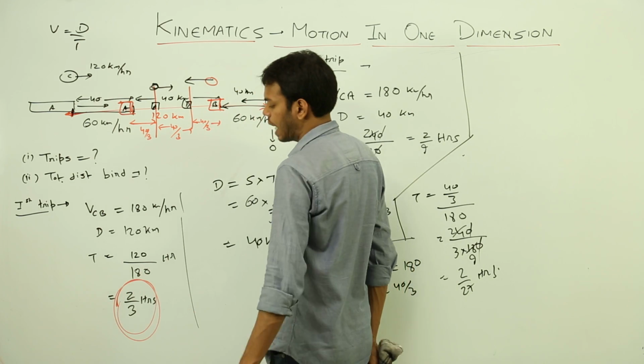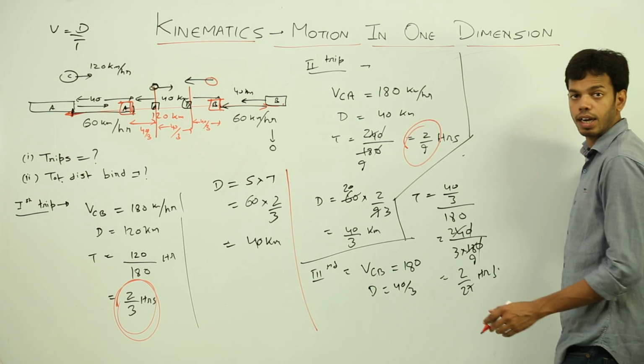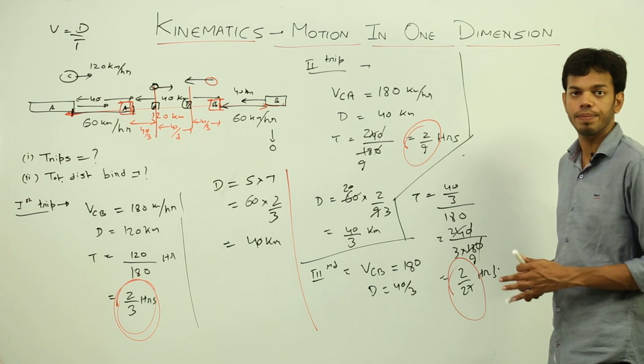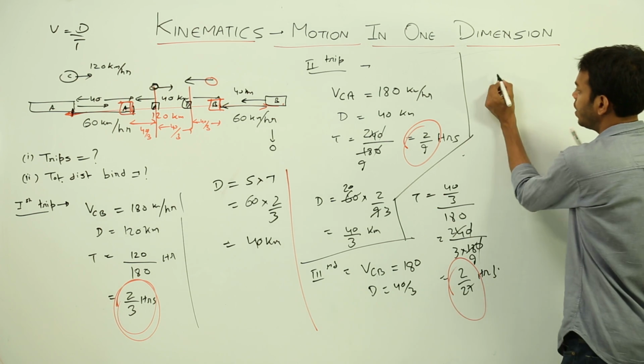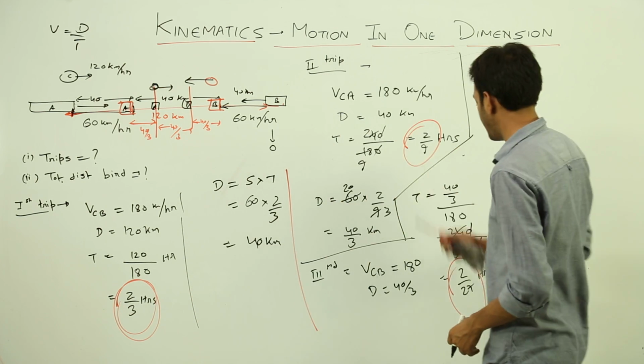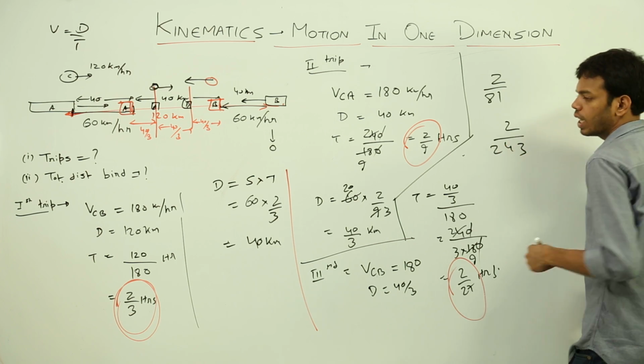Now, during the first trip, the time taken was 2 upon 3 hours. In the second trip, the time was 2 upon 9 hours, and in the third trip, the time is 2 upon 27 hours. Is there any symmetry here? So the next trip would be 2 over 81 hours. The denominator is getting multiplied by 3, and the next trip would be 2 upon 243 hours, and so on.